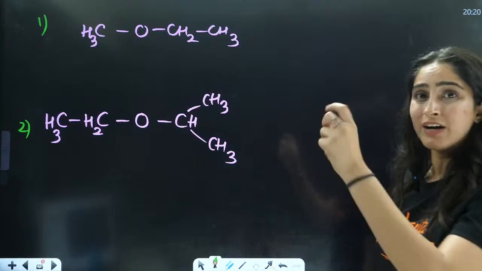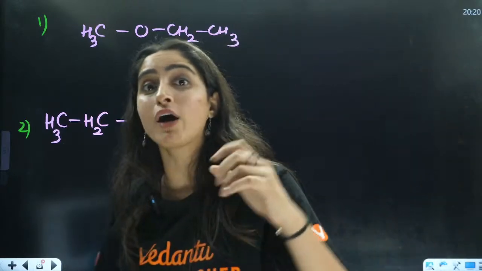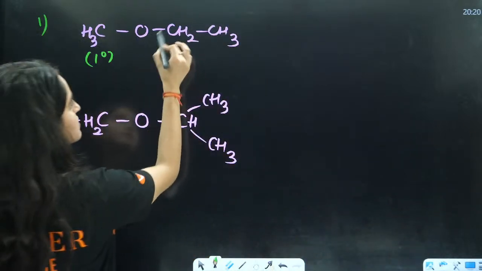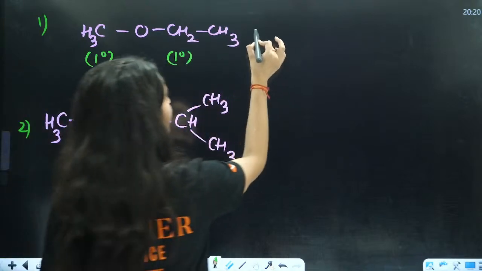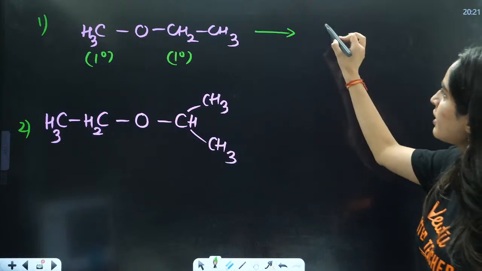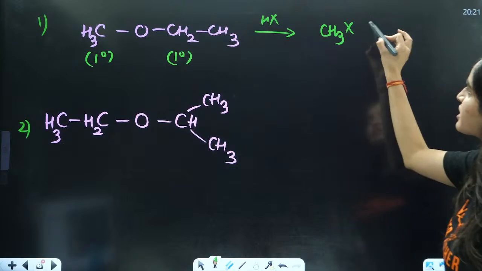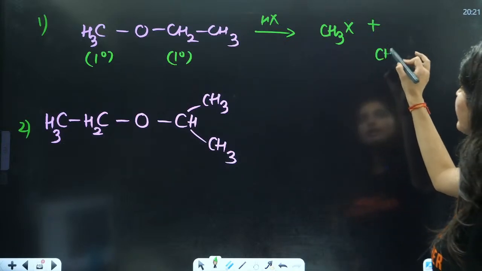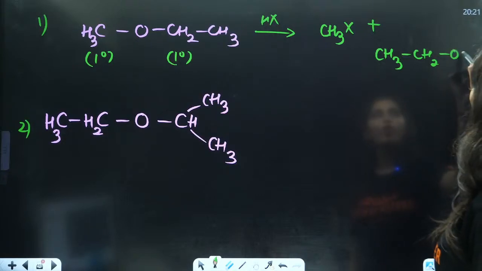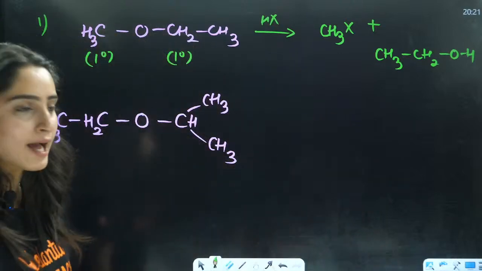Here I told you, first you need to check whether your alkyl part is primary or secondary. This is definitely primary. So both are primary. That means the lower one will form the alkyl halide. So this will be CH3X, as we have added HX here. CH3X with CH3CH2OH will be formed. The lower one forms the alkyl halide.